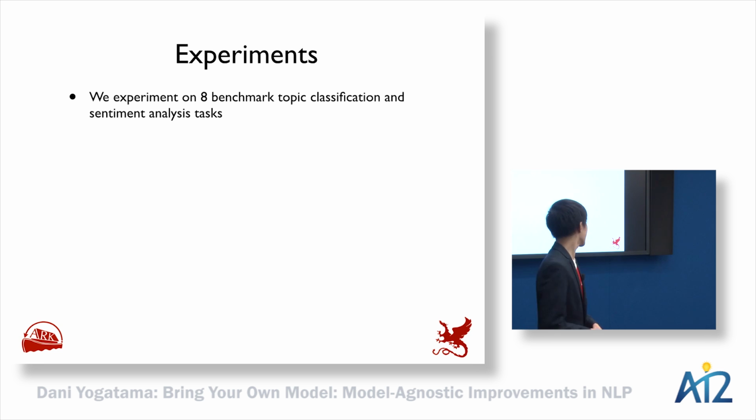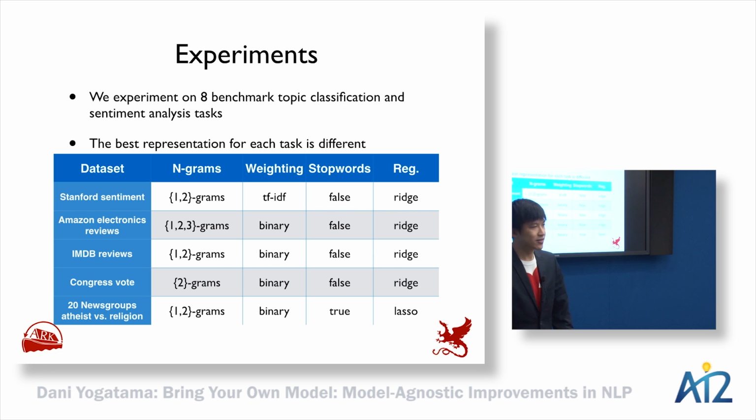Now, we did experiments on benchmark classification datasets. The first thing I would like to say is that the best representation found by our model is different for a different data set. I'm showing 5 data sets here. For example, for the choice of n-grams, in some cases we need to use unigrams, bigrams, and trigrams. In some cases, bigrams alone is enough, which is quite surprising. The weighting scheme is different. Whether we should remove stop words or not is different. And the best regularization is also different.